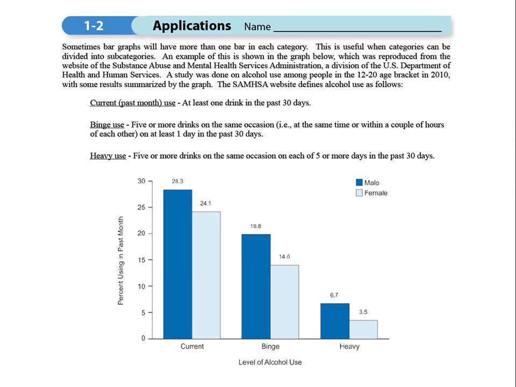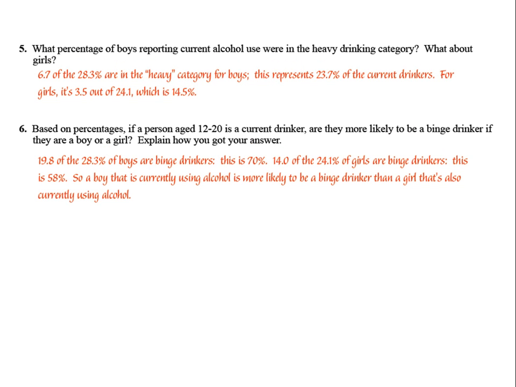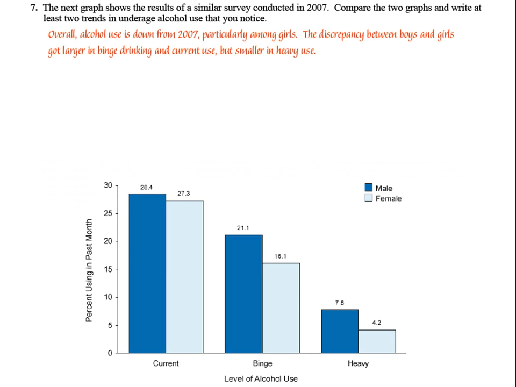The next group of questions centers around interpreting these bar graphs on levels of alcohol use. The first 2 questions, questions 3 and 4, are pretty straightforward. Questions 5 and 6 can be a little bit more challenging for students because they have to read the question very, very carefully to understand what it's asking. And then question 7 asks them to describe some trends that they have observed after comparing two graphs.